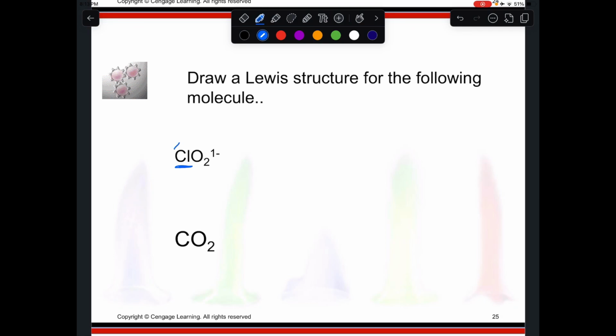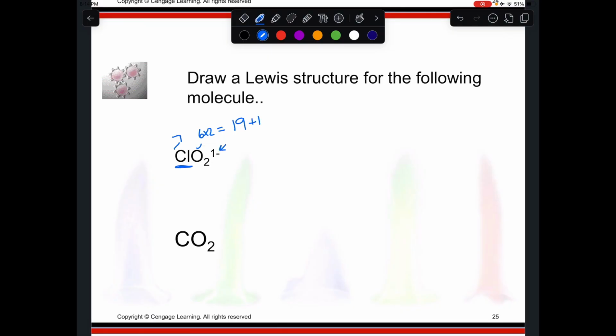So we have ClO2-1. So Cl has 7 valence and O has 6, and there's 2 of them. And then, so that gets us 19. And then after you're done doing the overall count, you're going to deal with the charge. So the charge on this is a -1. That means there's -1 or 1 additional negative charge. So that means we've added an electron.